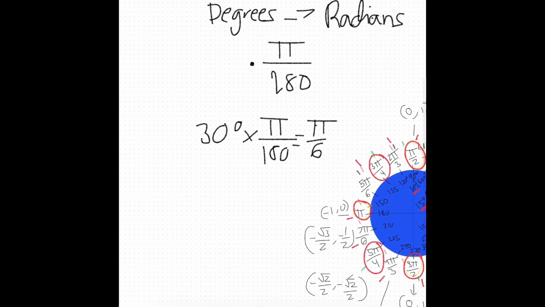And obviously, if you do the opposite, so radians to degrees, right, the factor will be 180 over pi.